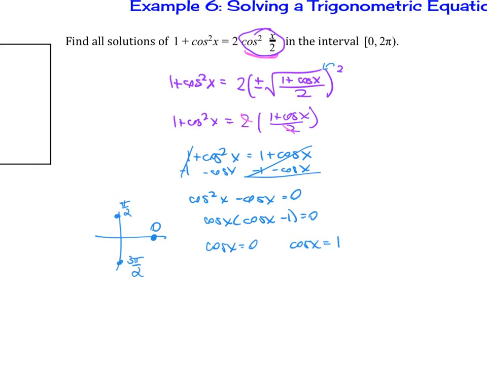Now we're looking just at the interval of 0 to 2 pi, so 2 pi is not included, so we don't have to list 2 pi. So we're going to say x equals pi over 2, 3 pi over 2, and of course 0.